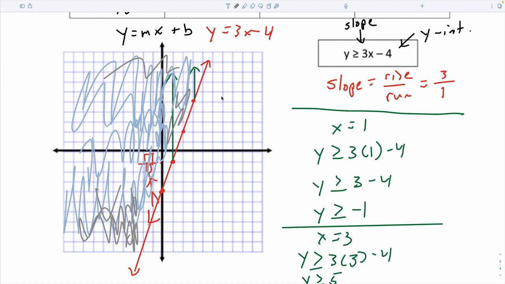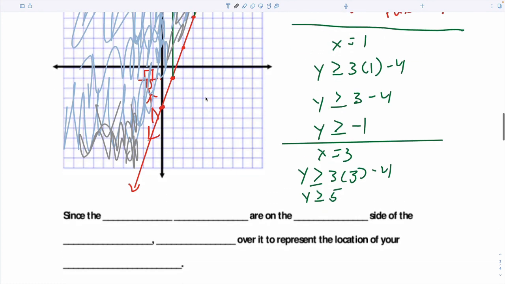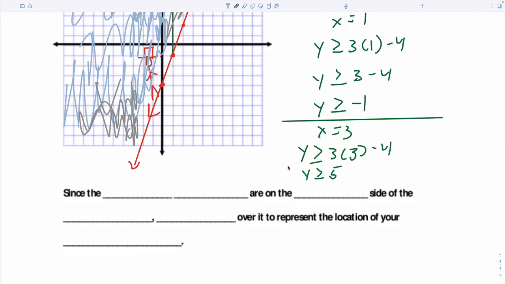If you're ever confused as to what's above and what's below, choose a point on the line and plug it in to see what it's greater than, and that'll show you the direction that it goes. Sure. You can shade it.